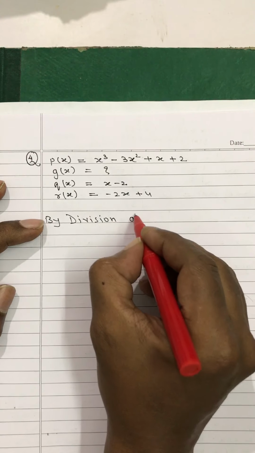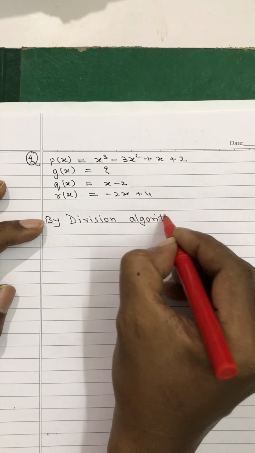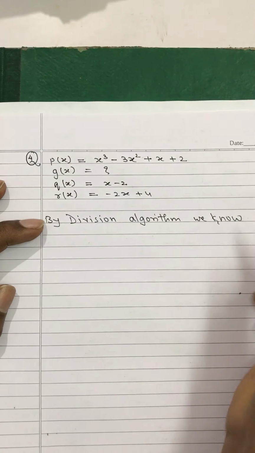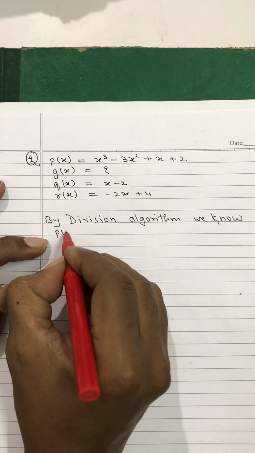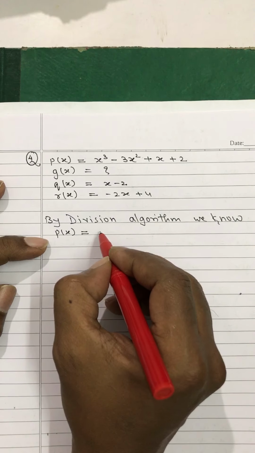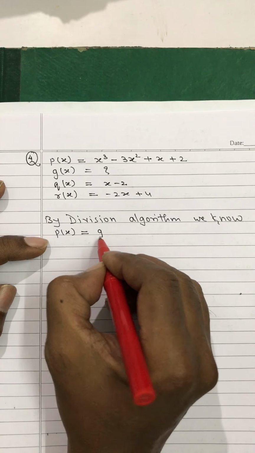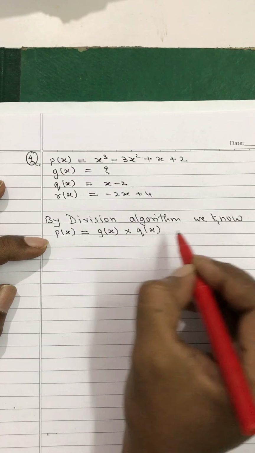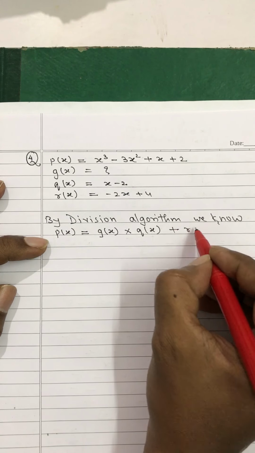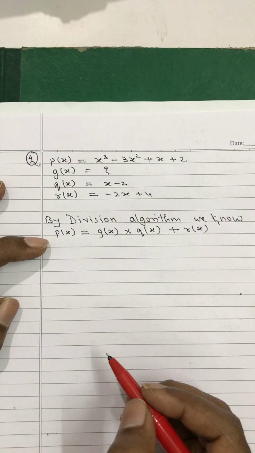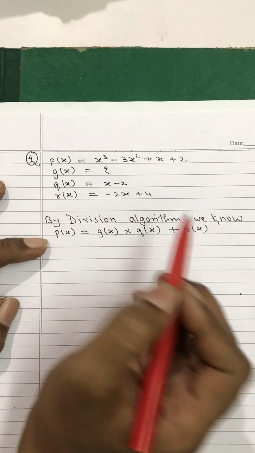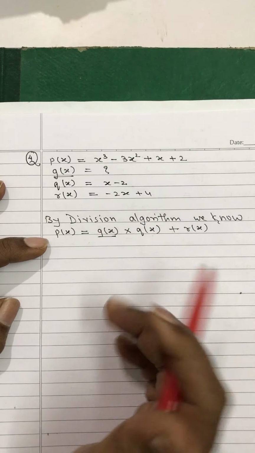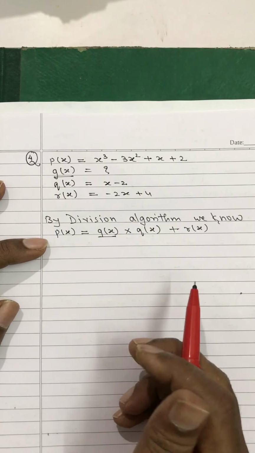division algorithm we know that p of x is equal to g of x into q of x plus r of x. This is what we know. We have to find g of x. So what I will do, I will shift all these things and make g of x alone, because now we have to find g of x.